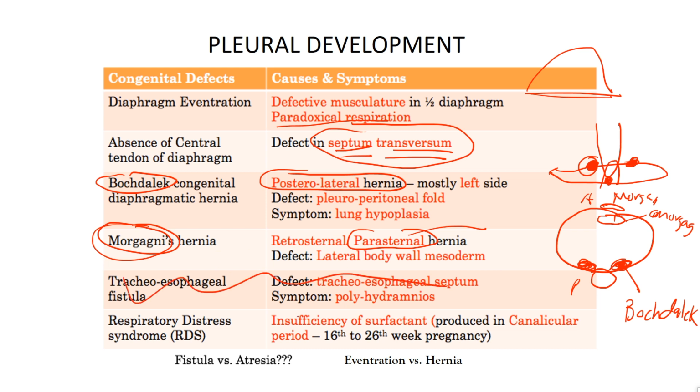And then tracheoesophageal fistula, don't worry about that. That will show up in lung. Respiratory distress syndrome, that will show up in physiology. Just remember canalicular period. This is just something to keep reminding yourself. You're never going to remember that unless you keep reading it like 100 times or if you've done embryology. But that's not important right now.